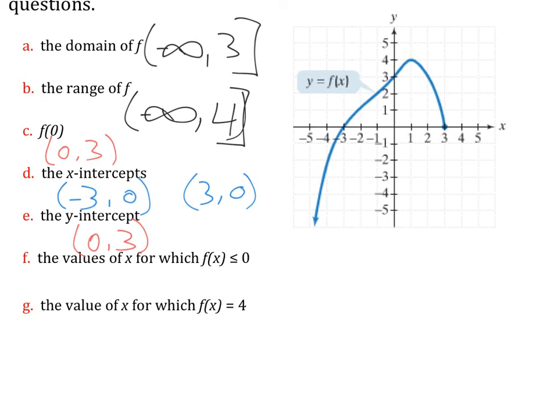All right, f of x less than or equal to 0. Remember, your f of x is really like a y. So when are your y values less than or equal to 0? AKA, when are they negative? Well, if y is negative, that means it's going to be below the x-axis. So what graph points would satisfy that? And that's going to be everything on that green highlighted chunk.